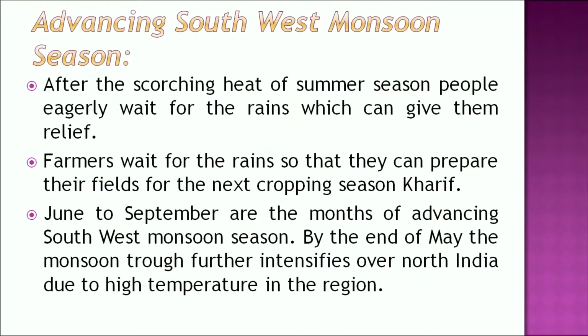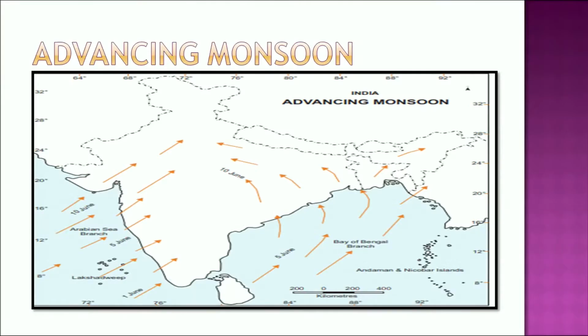Advancing southwest monsoon season. After the scorching heat of summer season, people eagerly wait for the rains which can give them relief. Farmers wait for the rains so that they can prepare their fields for the next cropping season, Kharif. June to September are the months of advancing southwest monsoon season. By the end of May, the monsoon trough further intensifies over North India due to high temperature in the region. This map shows the advancing monsoon in India.